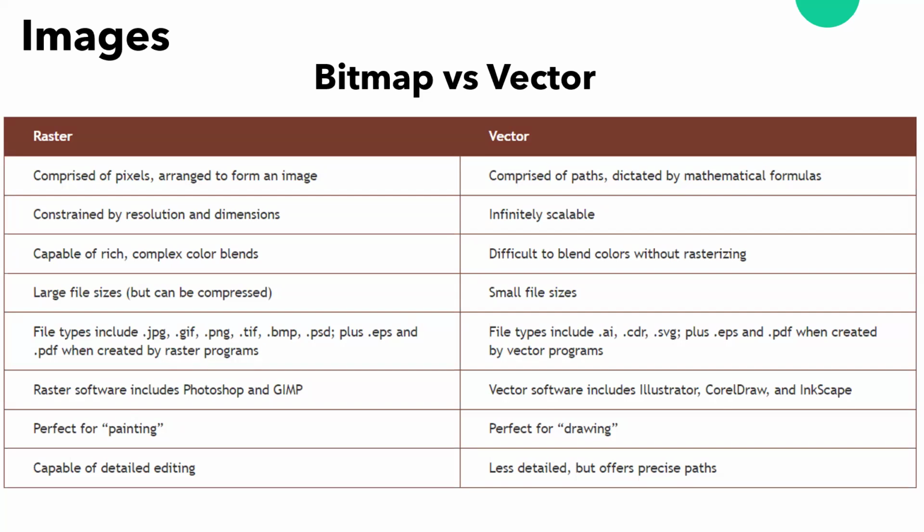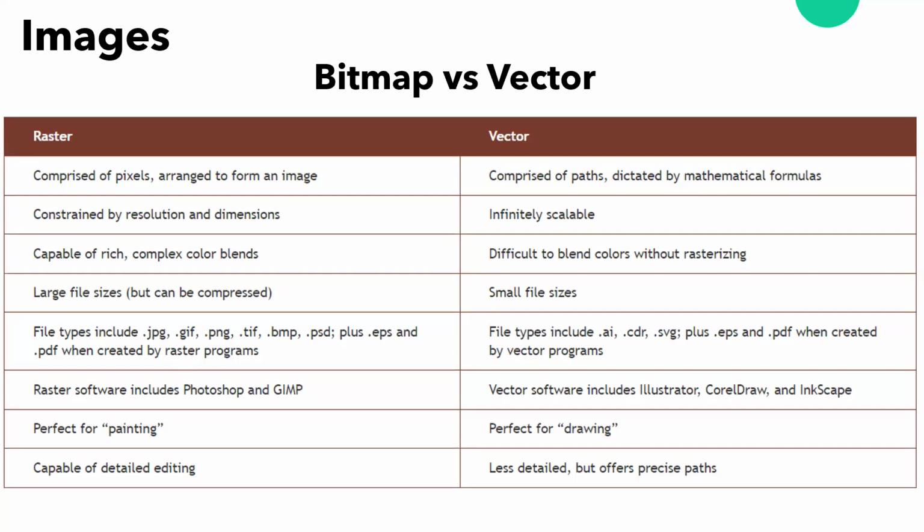Bitmap is capable of rich, complex color blends, but the vector is difficult to blend color without rasterizing. Blending means compositing. So I can take you now and put you on a mountain you have never visited before, sitting down and addressing people. All these things can easily be done with bitmap, especially Photoshop. If you go to Photoshop now, I can remove my pimple. I can manipulate the bitmap very well.